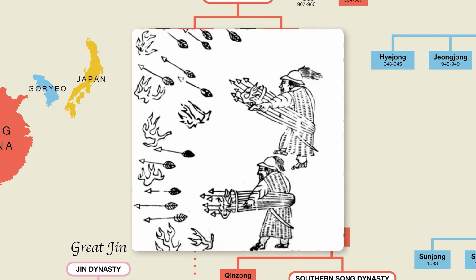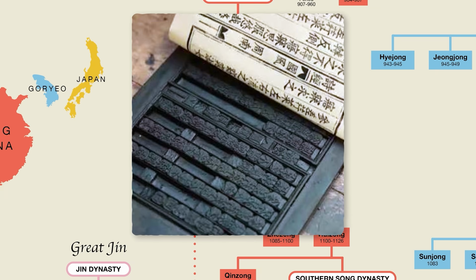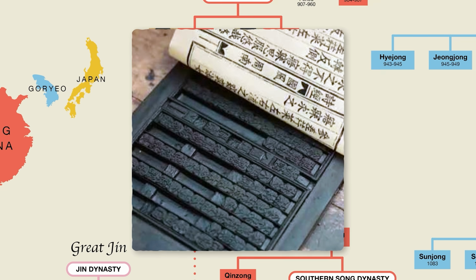Gunpowder was first formulated during the Tang period, but it wasn't until the Song era that it was used for military purposes. Finally, there was movable type printing. While whole-page woodblock printing had been used previously, during the Song era, ceramic tiles for each letter were created, so that you could move them around and reuse them to print whatever text you wanted.